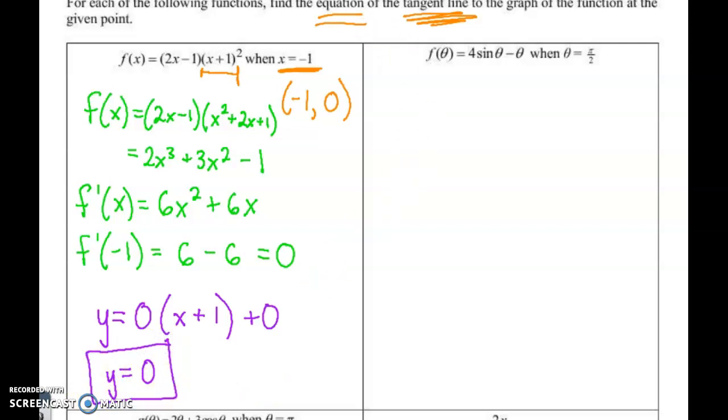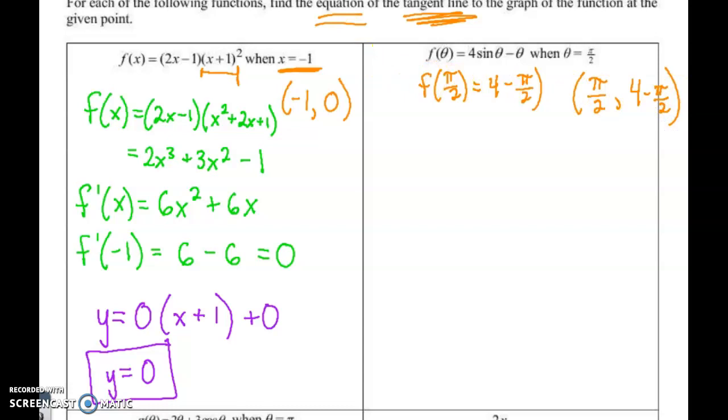So let's look at the next one. Okay, so first of all, we need the point. Pi over 2, that's the, well, it's theta, but it's the x-coordinate. It's the independent variable. So let's look at this. Well, if I were to figure out what f of pi over 2 is, well, sine of pi over 2 is 1. So we're looking at 4 times 1 minus pi over 2. And you can just leave it like that. That's your y-coordinate.